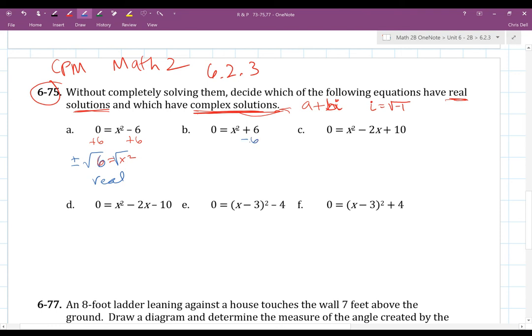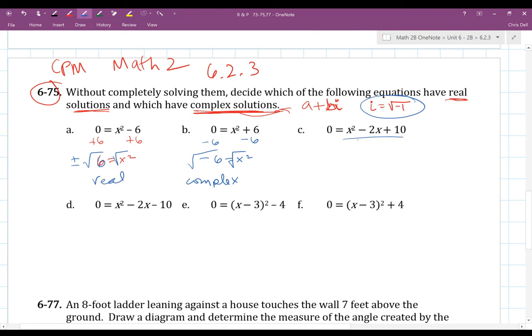But in this one, if I was going to get x squared alone and subtract 6 from both sides, now I have negative 6 is equal to x squared. So if I'm going to finish this one, I would square root both sides of the equation, and I would be square rooting a negative number. Well, square rooting a negative gives you these imaginary numbers. So these are going to be complex solutions, okay?